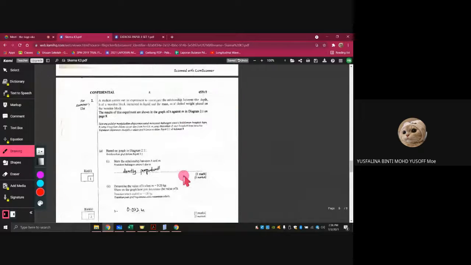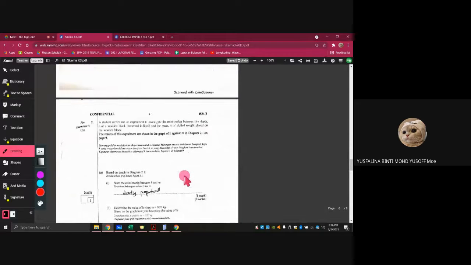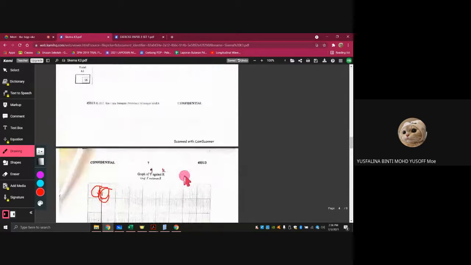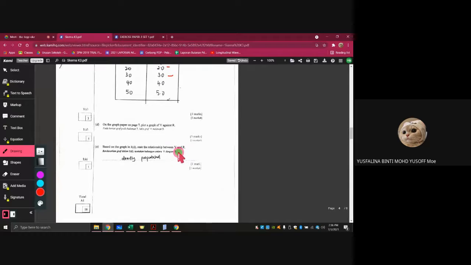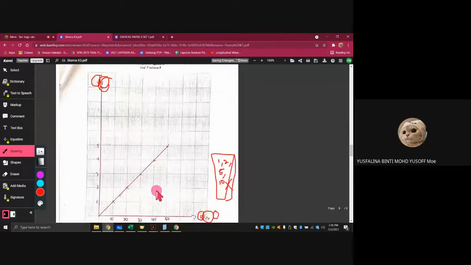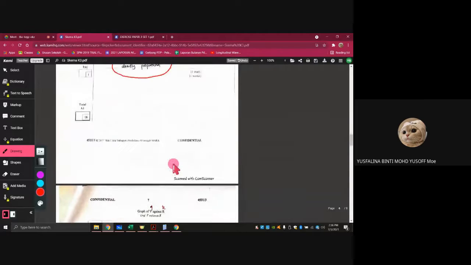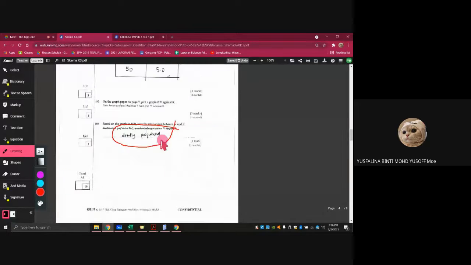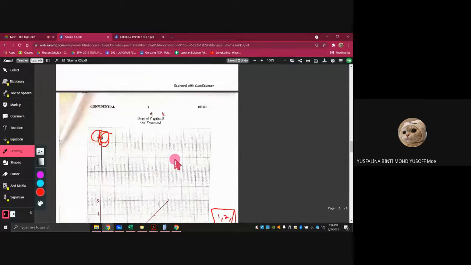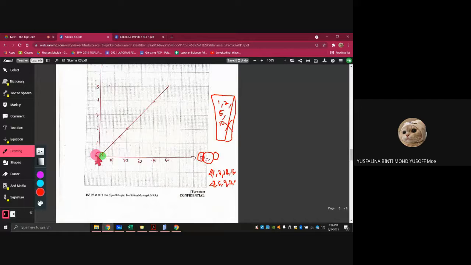And the next one is the relationship of the graph. The answer is directly proportional. This one is actually an easy one because you can pass through all the points. No need to balance the graph. So don't have a problem finding the relationship, because it passes through the origin point. So this one is directly proportional.